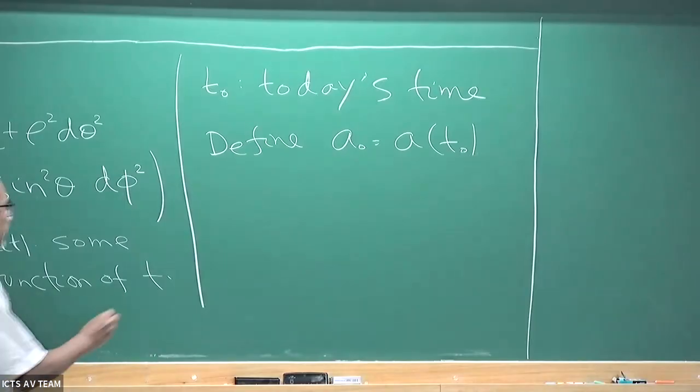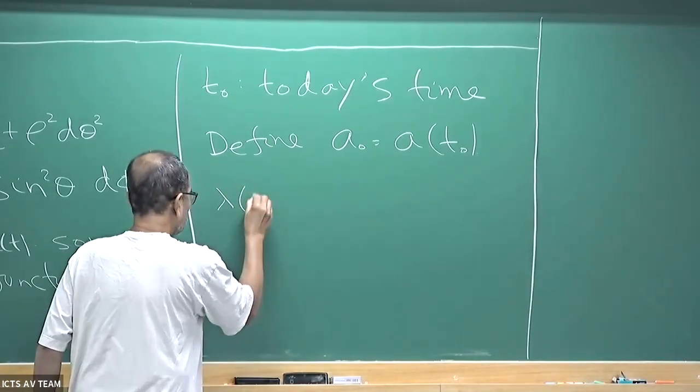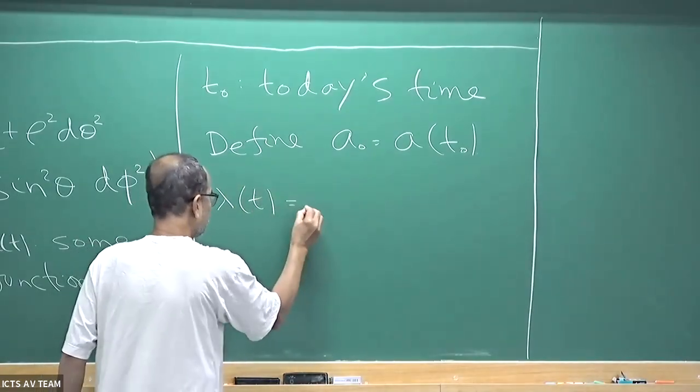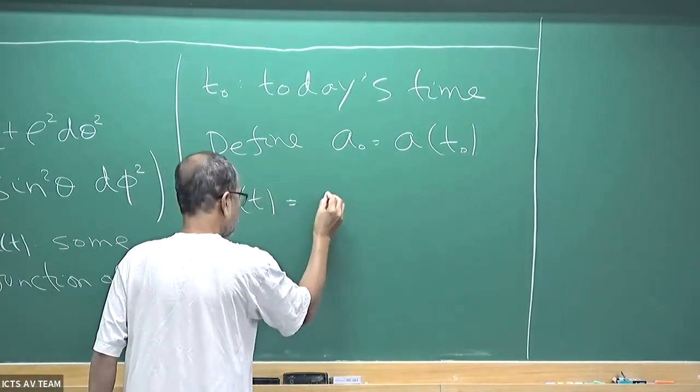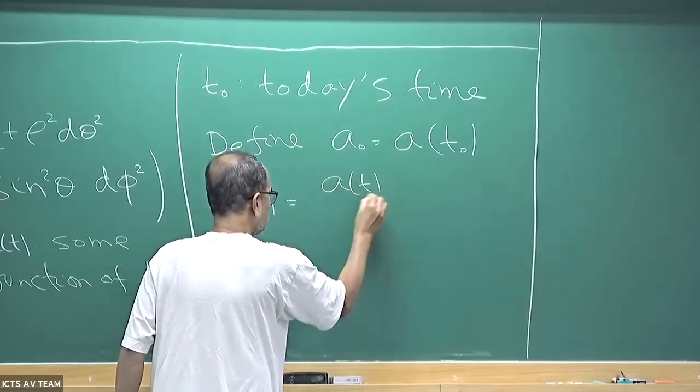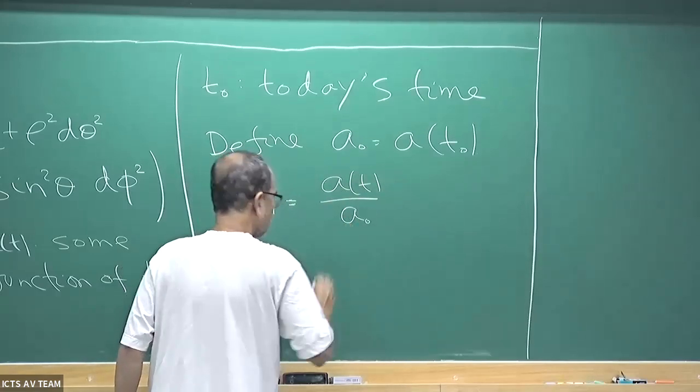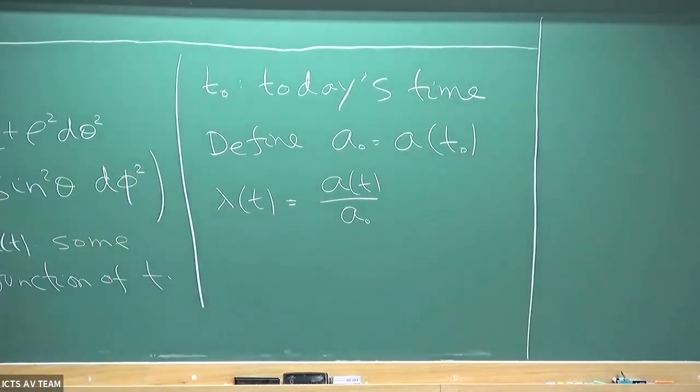So then we will denote this quantity lambda of t, which is a of t over a0. And now we can write a of t squared as a0 squared times lambda of t squared.